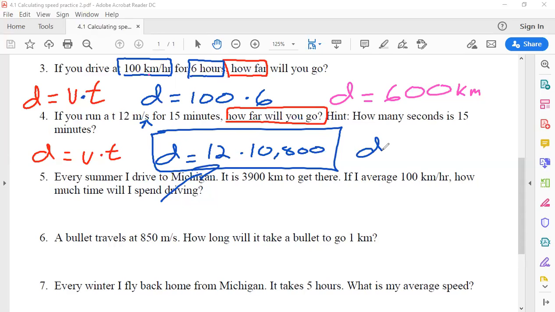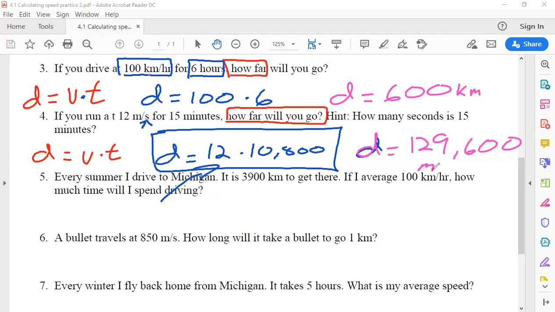Distance equals, I should be doing color here, D equals 129,600 meters. I did something wrong. 12 meters per second for 15 minutes. 12 meters per second times 10,800 seconds. That's 129,000 meters. That's a lot of meters.